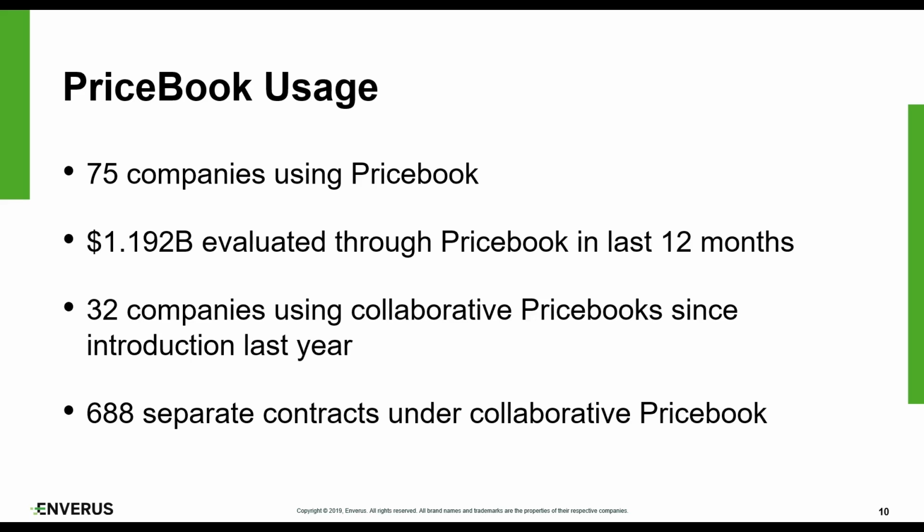But what's really interesting is last year we introduced something called the collaborative Pricebook, where essentially a supplier can provide the information related to a Pricebook, and the operator in turn can review that and ultimately authorize that Pricebook. And essentially what that did was it took a lot of the burden of all the administrative overhead off of the operator and let the operator and supplier share it. Because honestly, there's actually benefit for both sides. So currently we have 688 separate contracts that are under collaborative Pricebook.